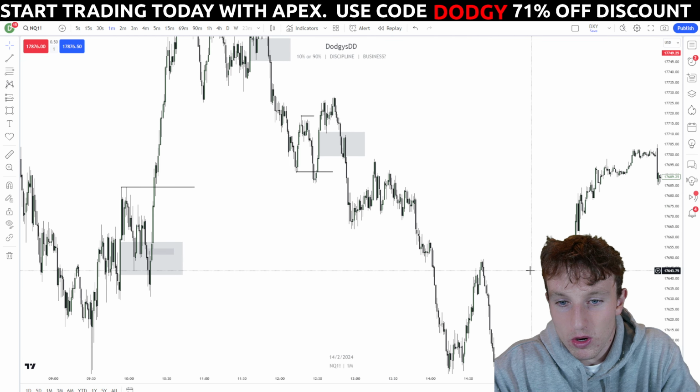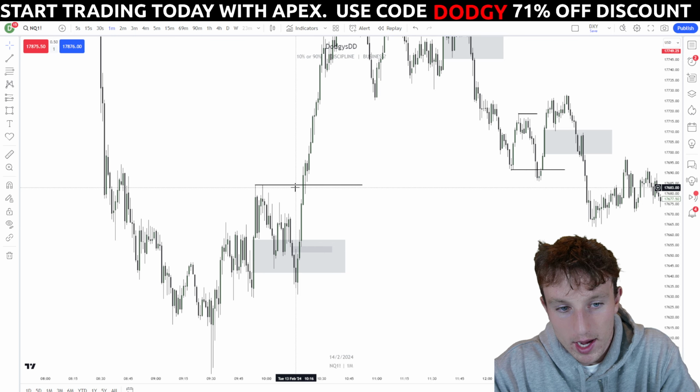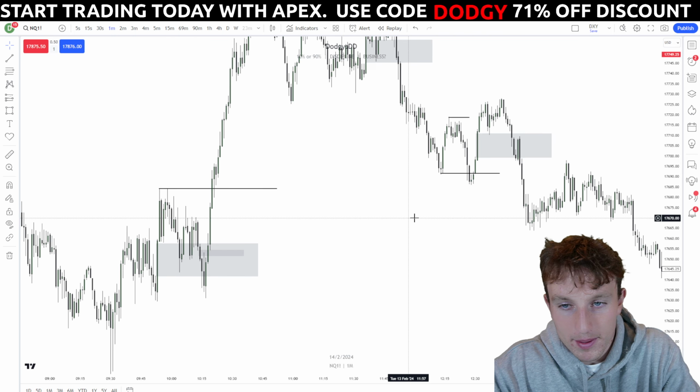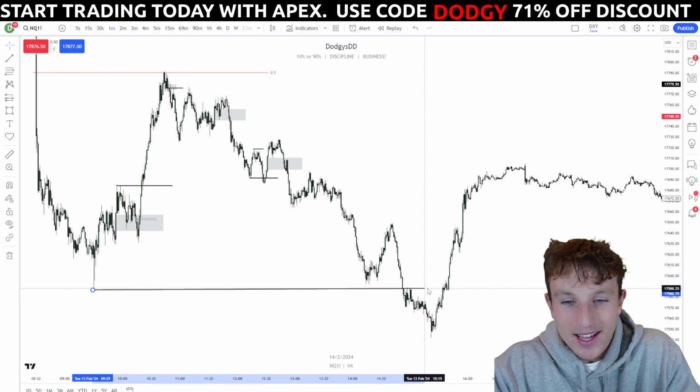And there's so many textbook setups. Like, I mean, this was textbook, this was textbook, this was textbook. Even that long right here is pretty textbook because, again, we had equal highs in LRLR. So just a lot of good price action. It's hard to explain. And that's not even the best part. You guys don't even know the best part yet.